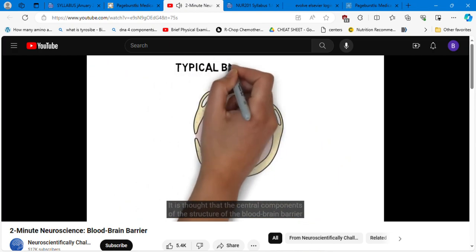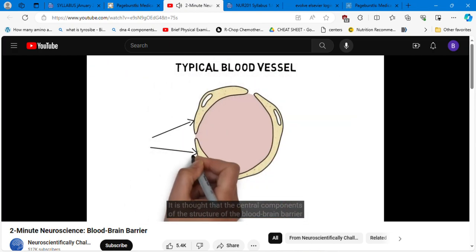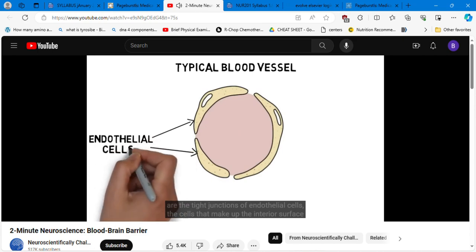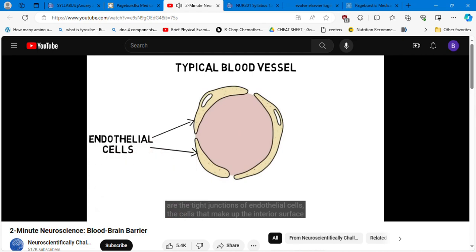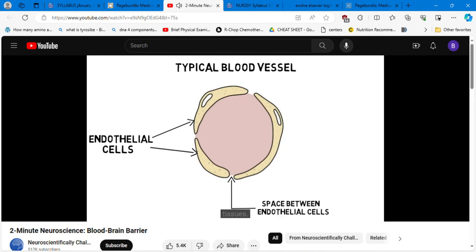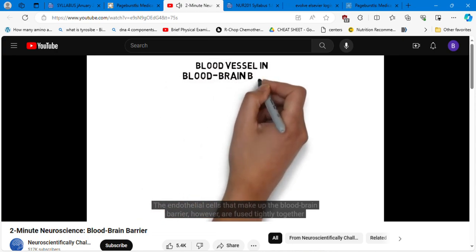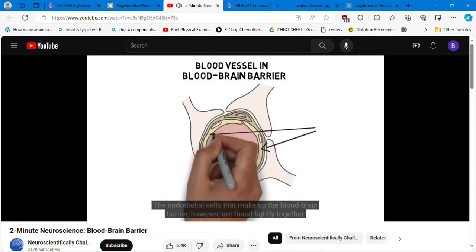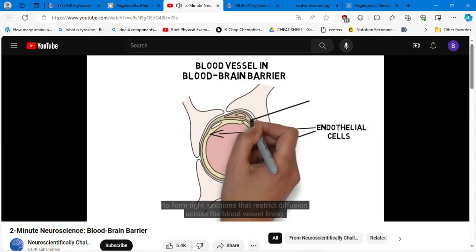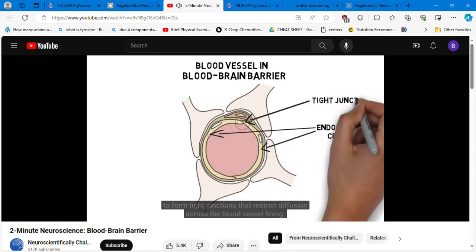It is thought that the central components of the structure of the blood-brain barrier are the tight junctions of endothelial cells, the cells that make up the interior surface of blood vessels. In other blood vessels throughout the body, there are small spaces between these endothelial cells. Small blood-borne substances can pass through these spaces and into surrounding tissues. The endothelial cells that make up the blood-brain barrier, however, are fused tightly together to form tight junctions that restrict diffusion across the blood vessel lining.